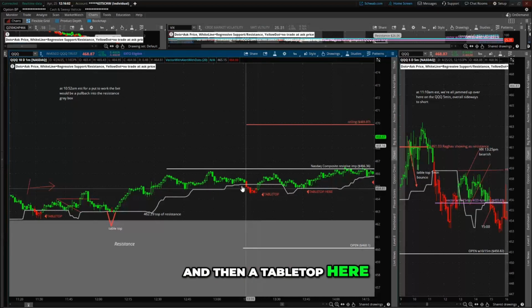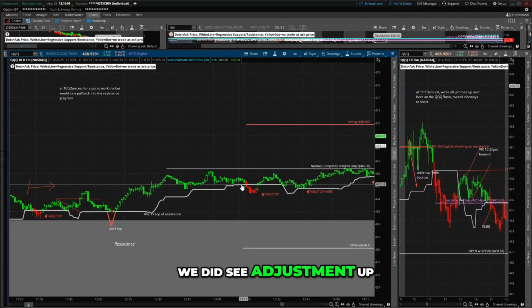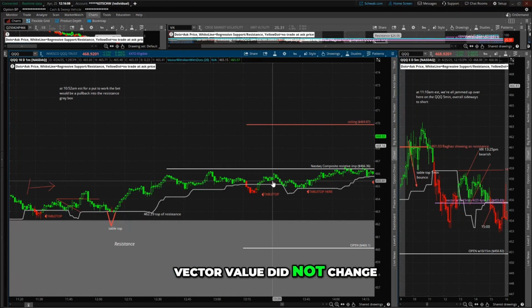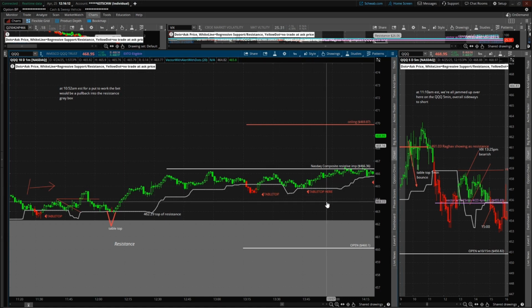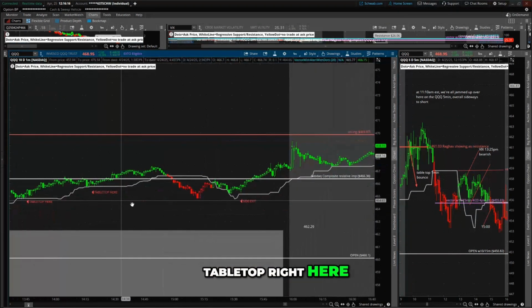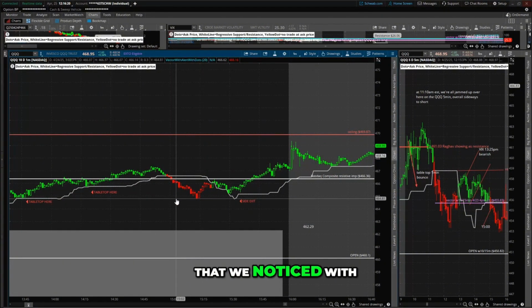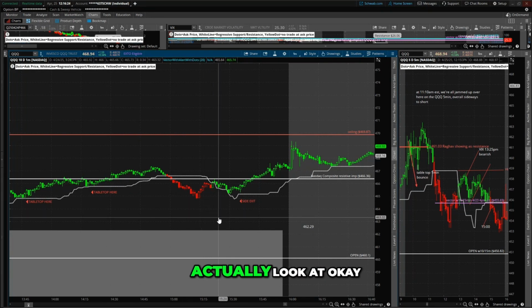And then a tabletop here. The vector value did not change. We did see adjustment up, but the vector value did not change. So this was a great example of tabletop B. Another tabletop right here. So these were the main patterns that we noticed with the QQQ or any other ticker that you actually look at.